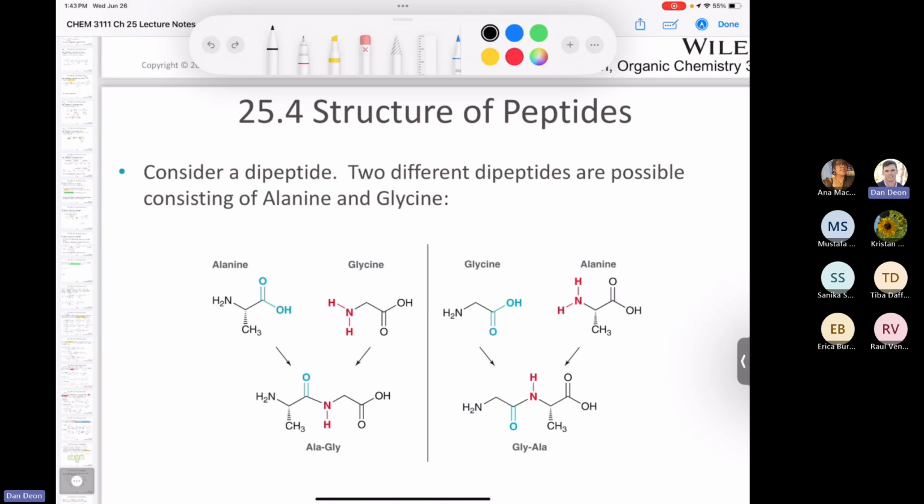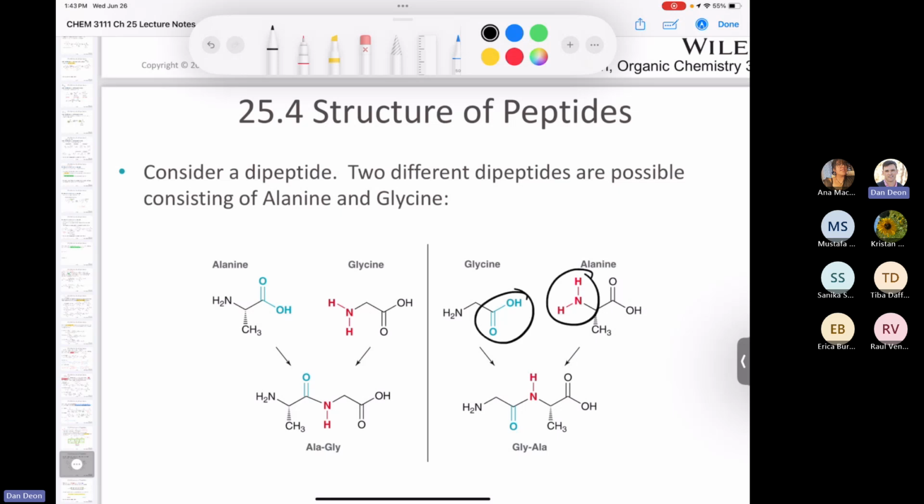I could get the carboxyl group of alanine and the amino group of glycine to come together to make this compound here. This compound would actually have a name. You'd call it alanyl glycine, but don't worry about that. We'll just call it ALAGLY, just use the abbreviation. Or you could have the carboxyl group of glycine react with the amino group of alanine, then you'd have glycyl alanine. But either way, you see that these are two different molecules. So these are different.